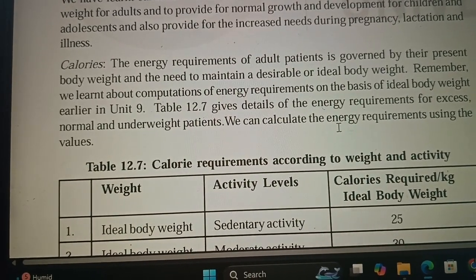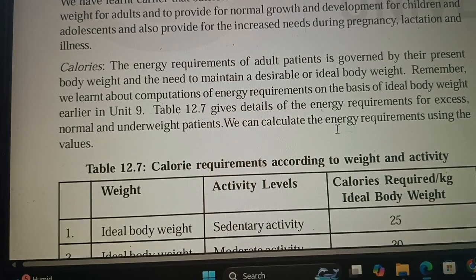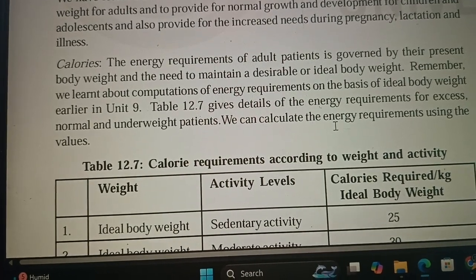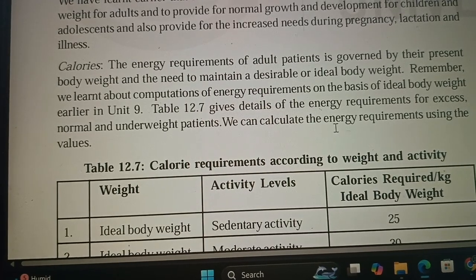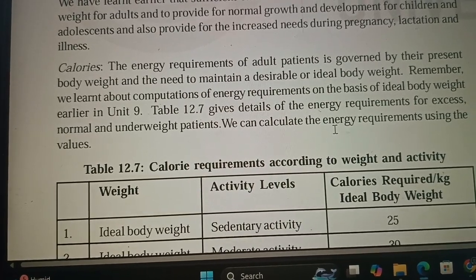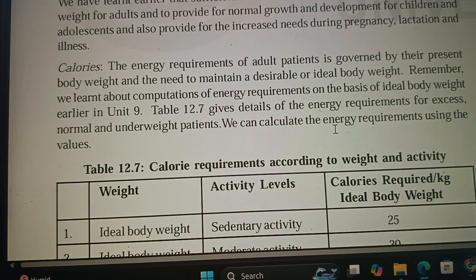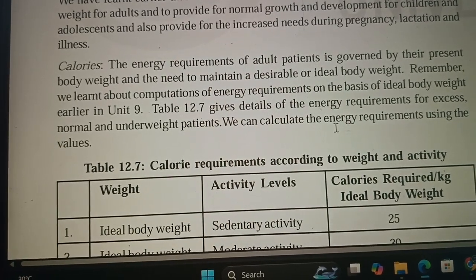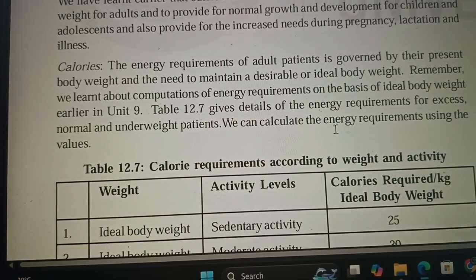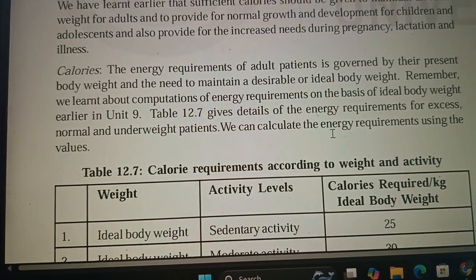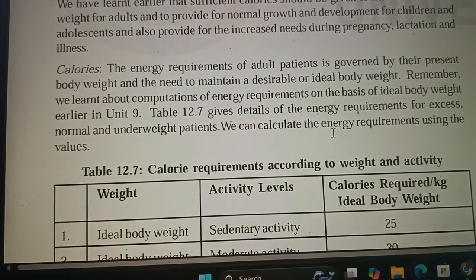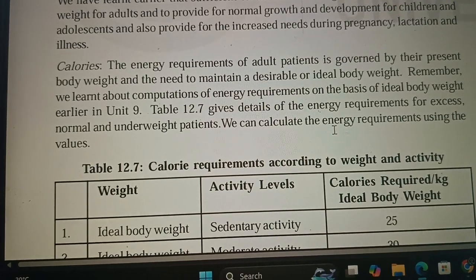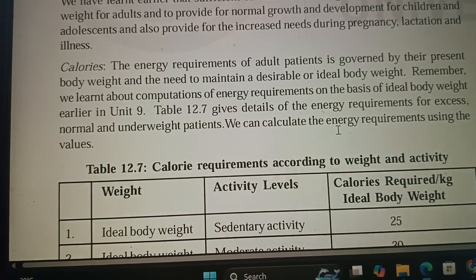Now here it's saying based on the body weight, ideal body weight and the height, we should know whether the patient is undernourished, normal or obese. Based on that we will calculate the calories, meaning how many calories should be given and what the energy requirements of the patient are and everything. See here, that's what it's saying.